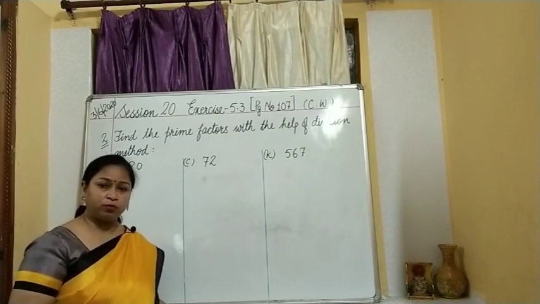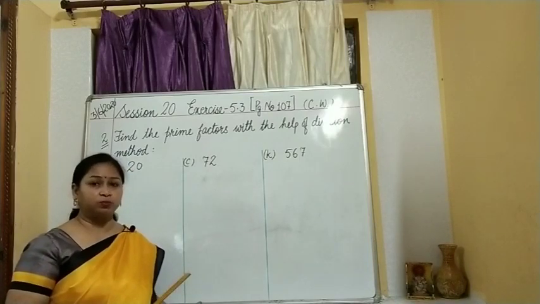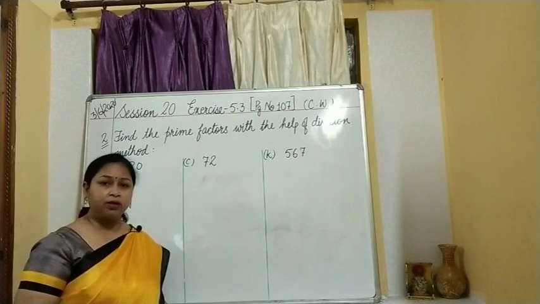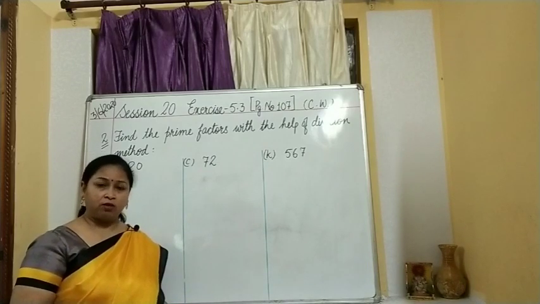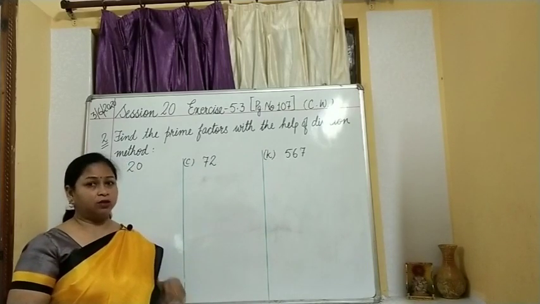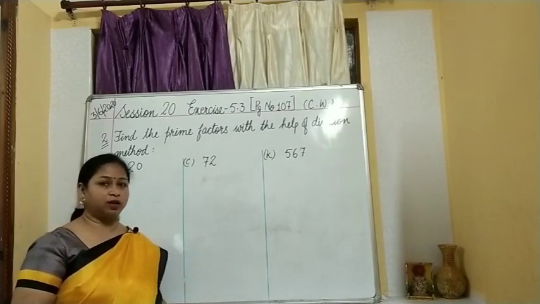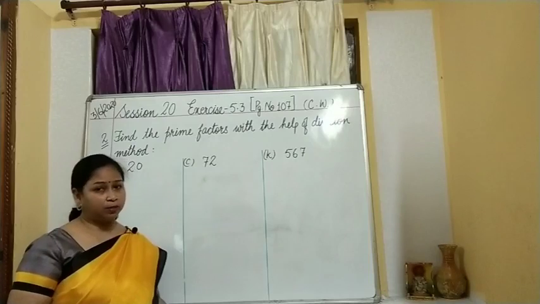Why with question number 2? Because question number 1 is based on factor tree method that you have already completed in your class 4. Okay, so don't worry, those questions will be taken up later on while the revision time will be there, that time in the month of July.